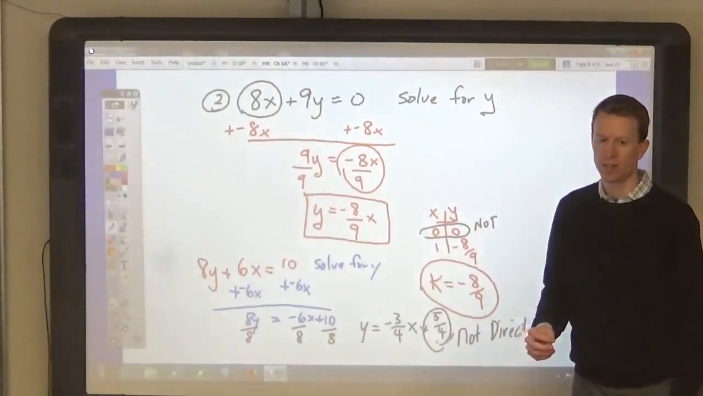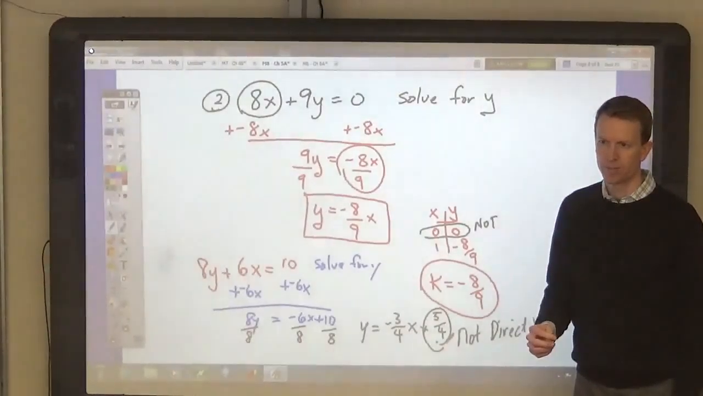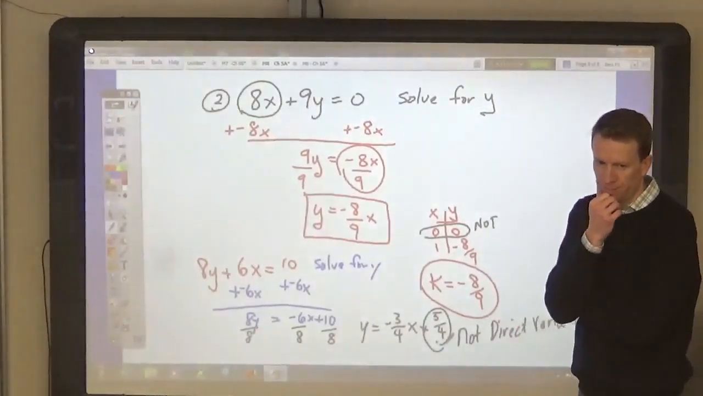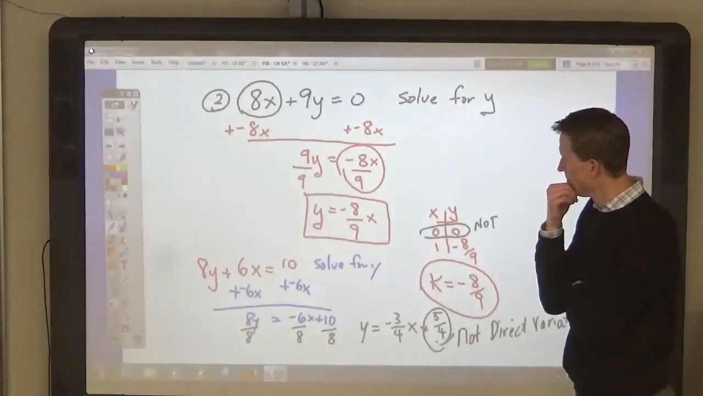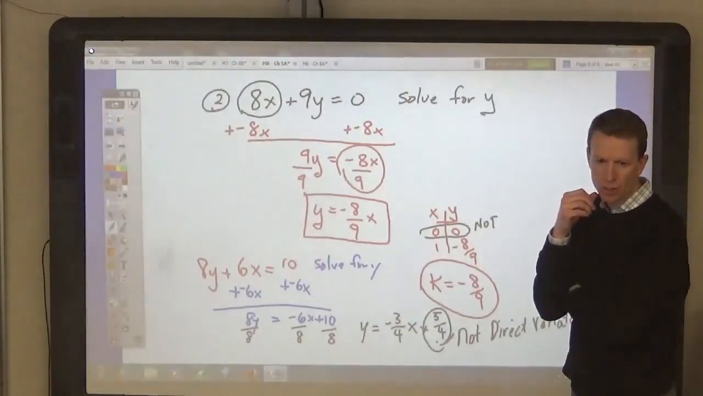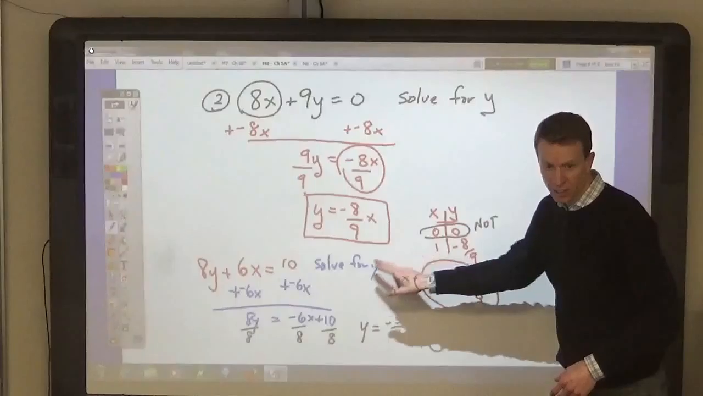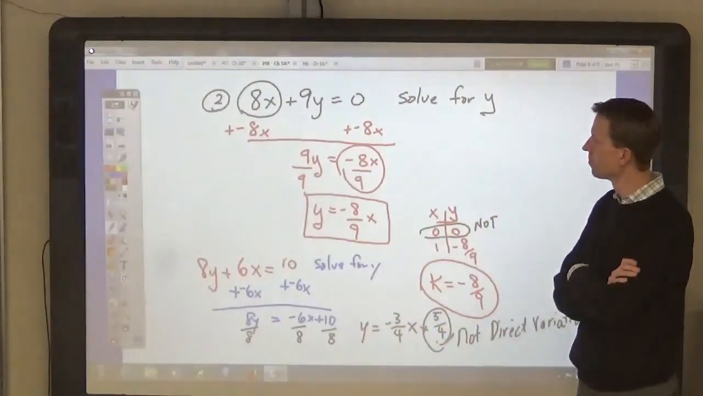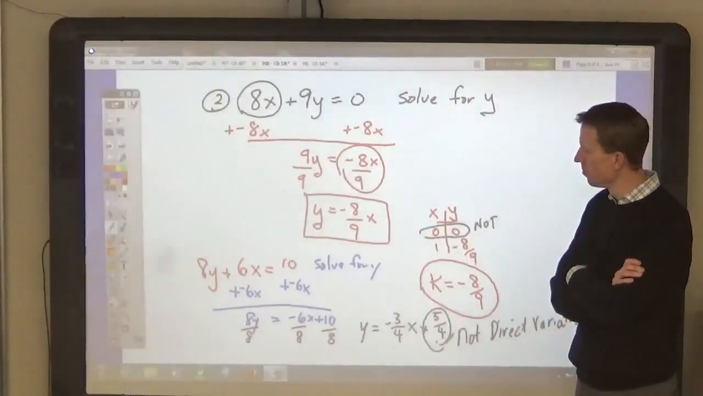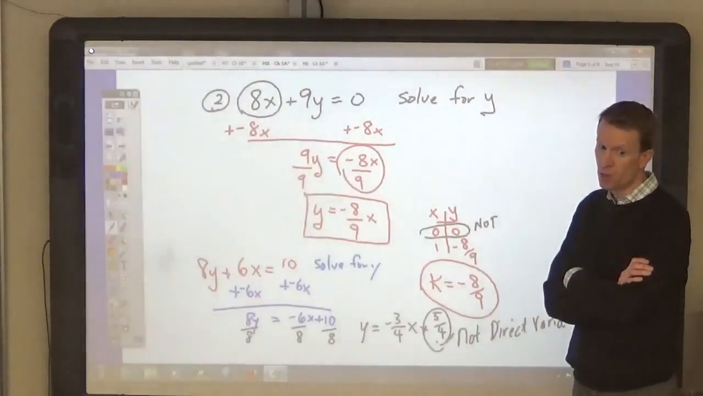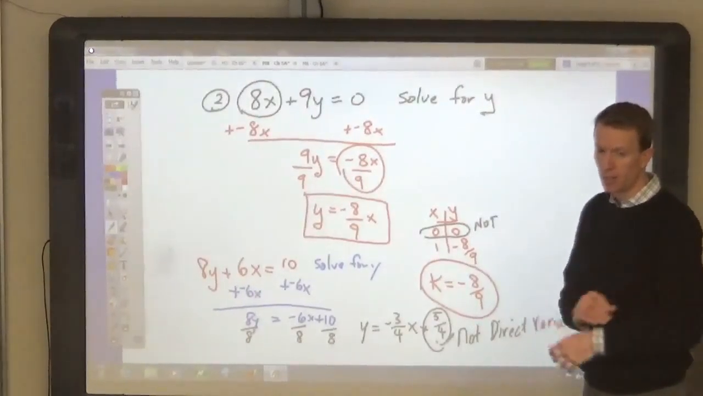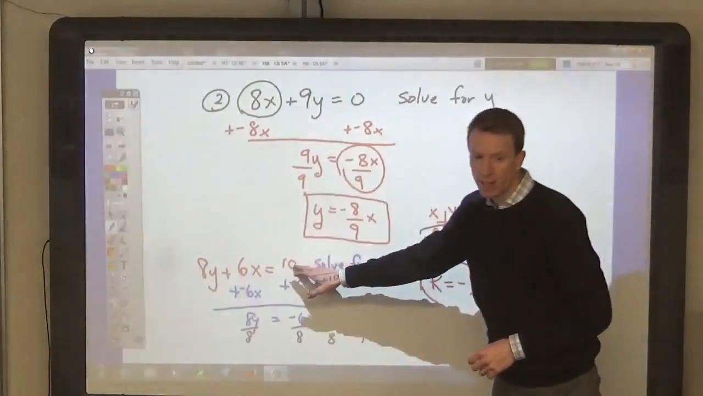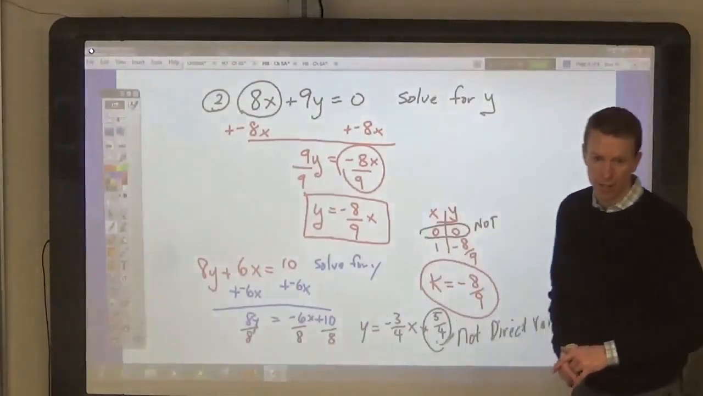What if 0 is 2y? How would that work? You mean when you put 0 into the equation? No, I mean like 8y plus 6x equals 2y. When you solve for y, that would be a direct variation equation, wouldn't it?